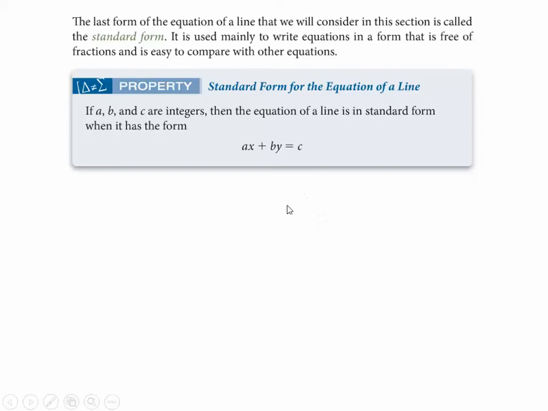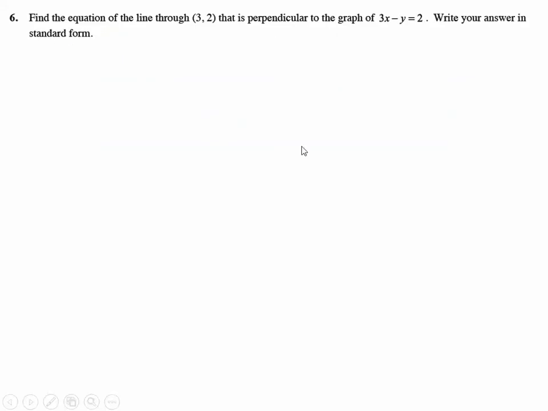Okay, so here's what we're going to do. We're going to do the problem that we did similarly last time. It says find the equation of a line that goes through 3, 2. Ooh, is perpendicular to this guy, and when we're all said and done, we want to write our answer in standard form. Oh man, let's go for it. So find the equation of a line that goes through 3, negative 2. Oh, I got my point. I just need my slope now, and the slope is going to come from being perpendicular to this graph over here.